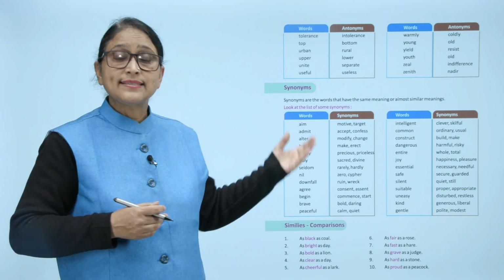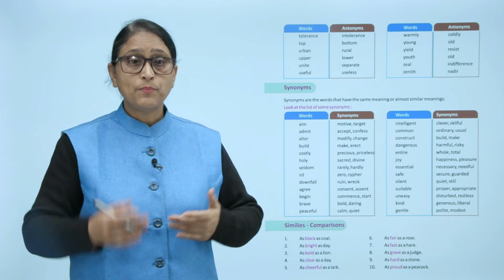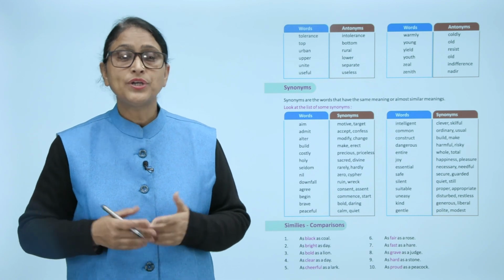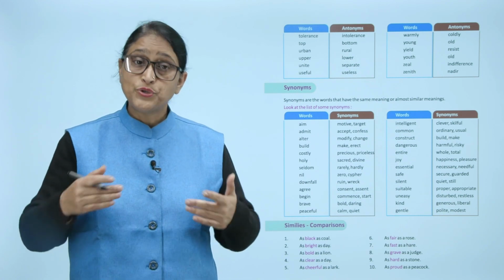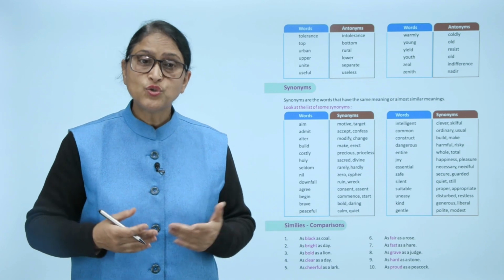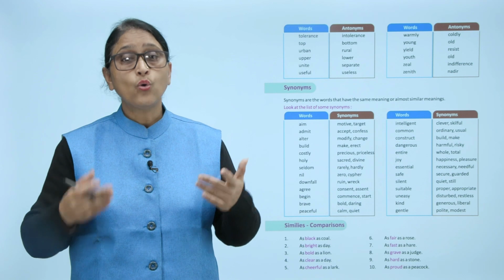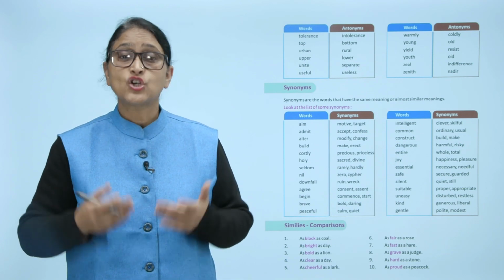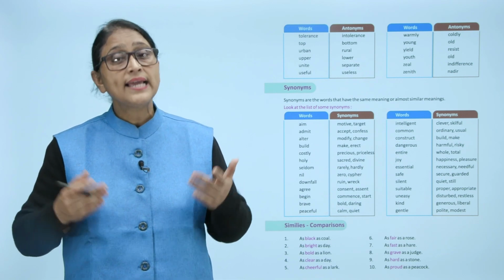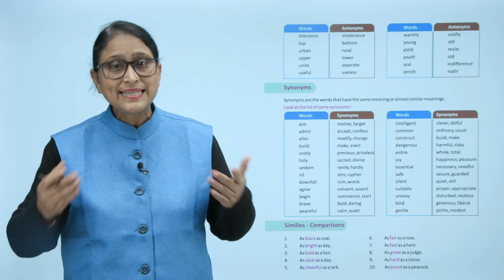Next is tolerance, intolerance, top, bottom, urban, rural, upper, lower, unite, separate, useful, useless, warmly, coldly, young, old, yield, resist, youth, old, zeal, indifference, zenith, nadir.